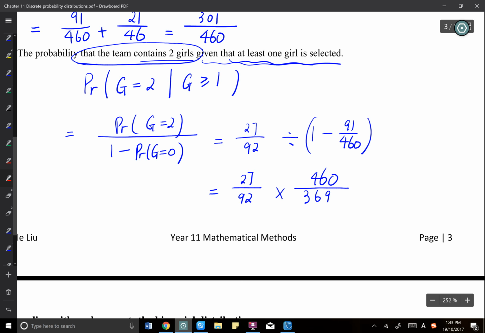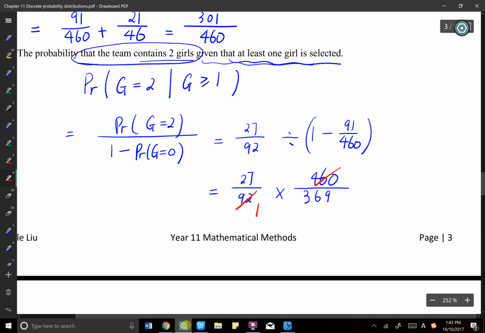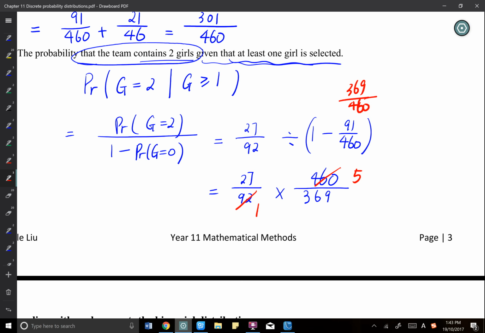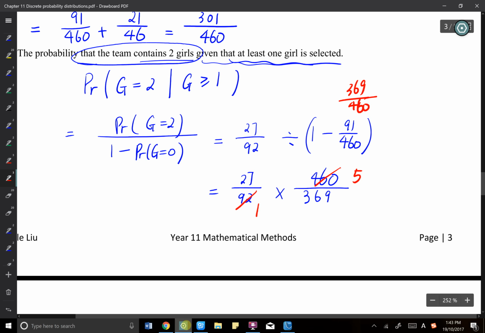And then you try to simplify that. The subtraction is that, and you flip it, that gives you that. And 460 divided by 92 is 5. You can have a look, and you can divide that by 9. That gets a 3. You can divide that by 9. That's a 41. So 15 on 41 will be the answer. Okay.